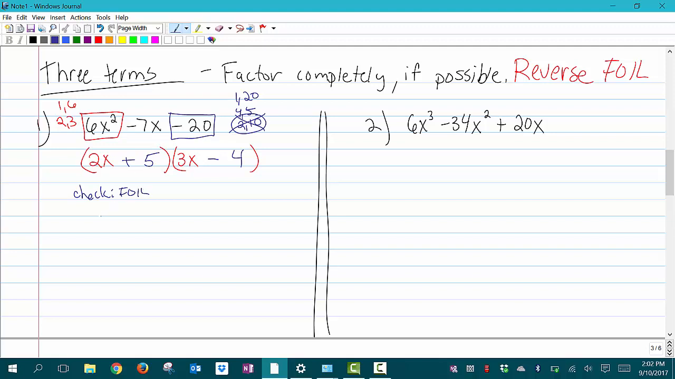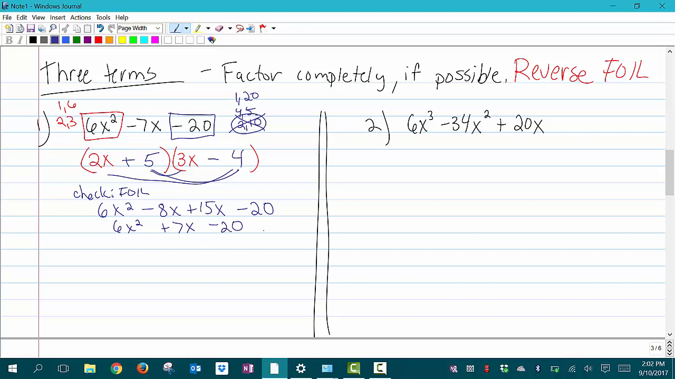First times the first would give me 6x squared. Outer times the outer would give me a negative 8x. Inner times the inner would give me a positive 15x. And then last times the last would give me a negative 20. When we combine like terms, we get a positive 7x minus 20.